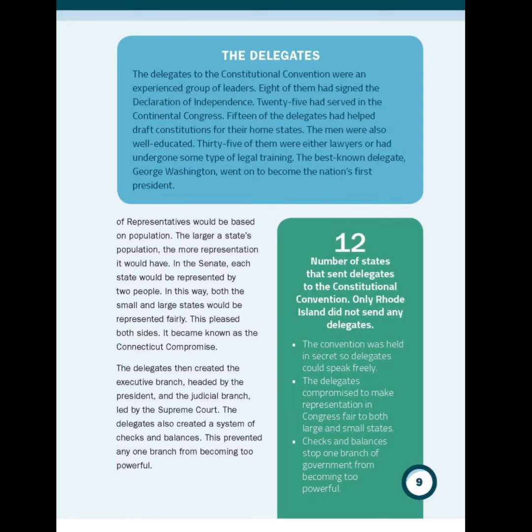In the Senate, each state would be represented by two people. In this way, both the small and the large states could be represented fairly. This pleased both sides. It became known as the Connecticut Compromise.